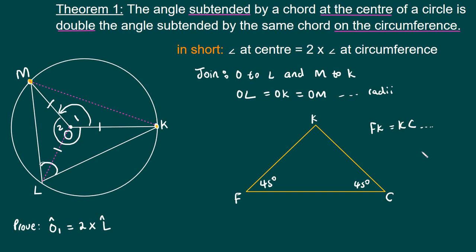We can't say angles opposite equal sides. It's going to be side opposite equal angles, because those are the sides that are opposite the equal angles, right? Those are the sides that are opposite the equal angles. So KC must be equal to FK.